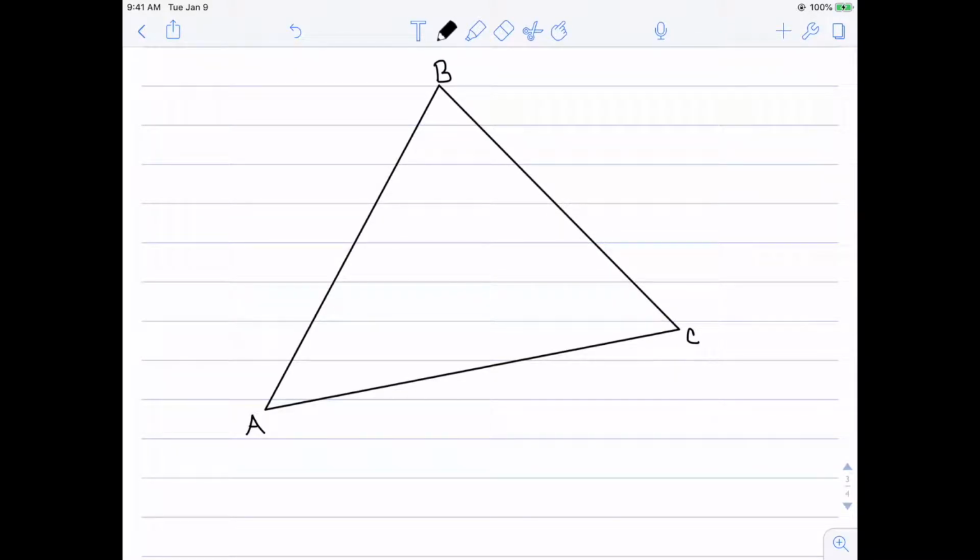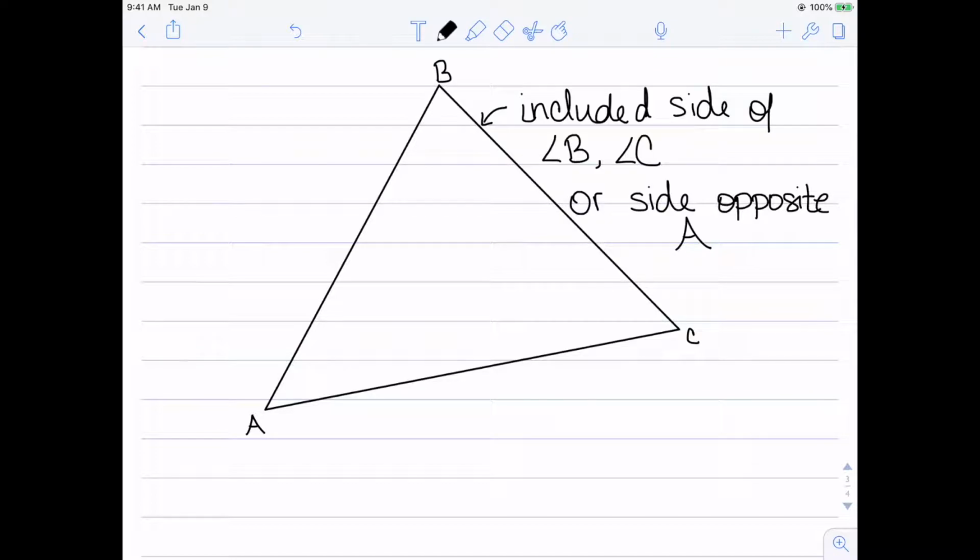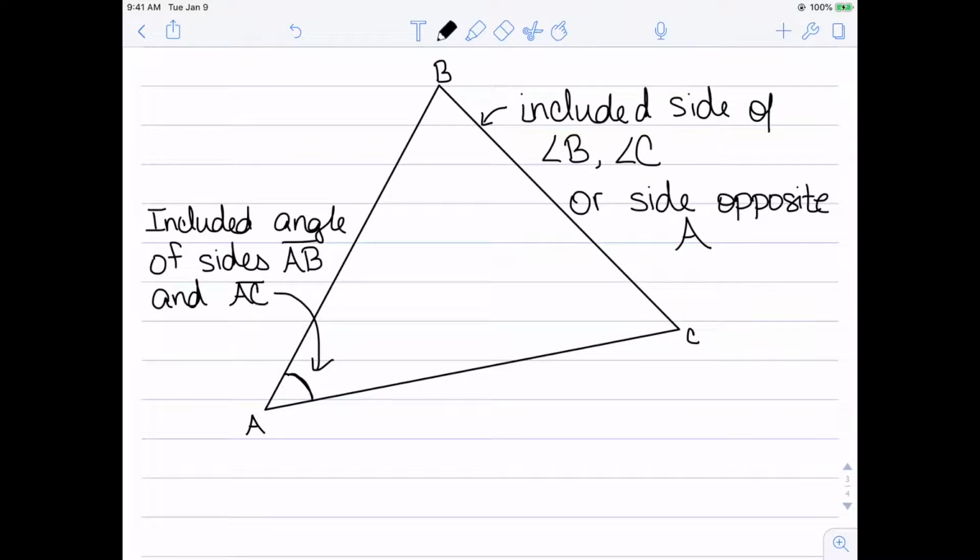So here's a triangle ABC. This line segment between B and C can be known as the included side of angle B and angle C, since it is between angles B and angle C. It can also be known as the side opposite A, since it is opposite this angle A. And this angle A can be known as the included angle of sides AB and AC, since it is between sides AB and AC. Or it can also be known as the angle opposite BC, since it is opposite of the side BC.